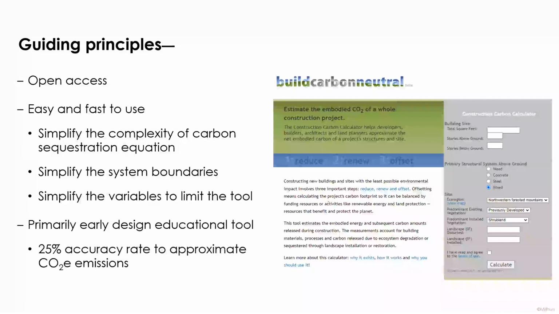So in developing the Build Carbon Neutral version 2, there were some things that we really wanted to hold on to from the original calculator. One, it's open access, free to use, easy and fast. We're trying to make it where it's information that you might have even when you're doing a feasibility study for a project, working with very high-level information, so that you have some awareness of that embodied carbon early in the process.